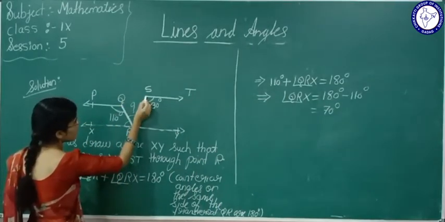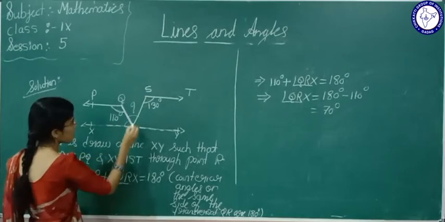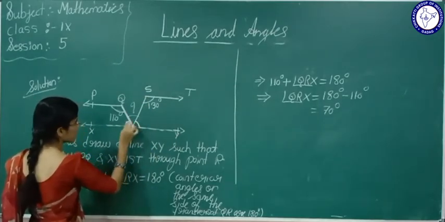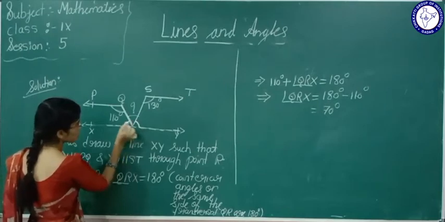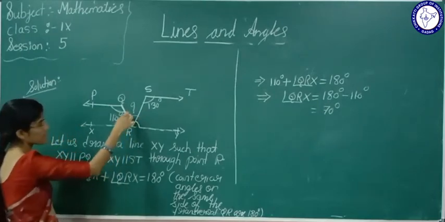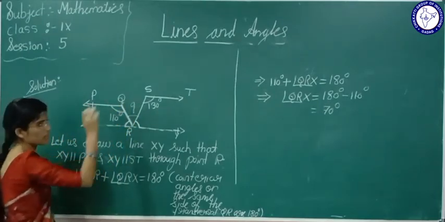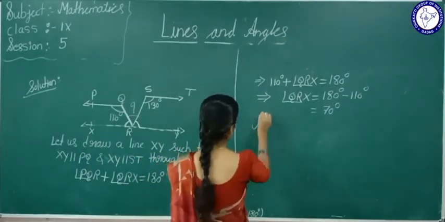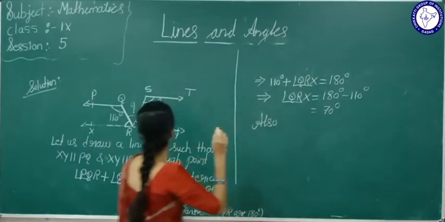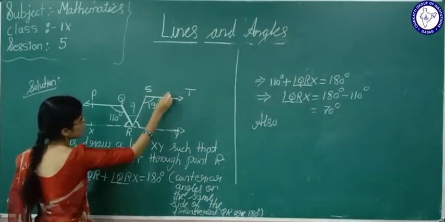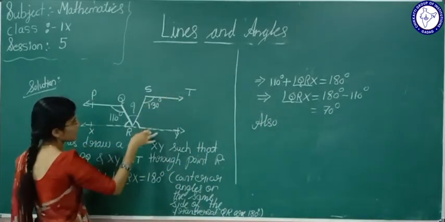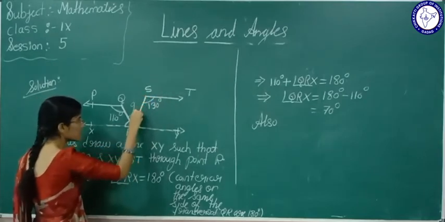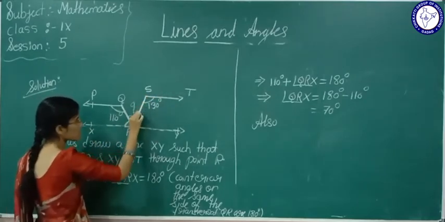Now we will try to find out SRY. If we get these two values, definitely it will be very easy to find out this question mark. Now see here, also ST and this line are parallel. Yes, these two lines are parallel, and here SR is a transversal.